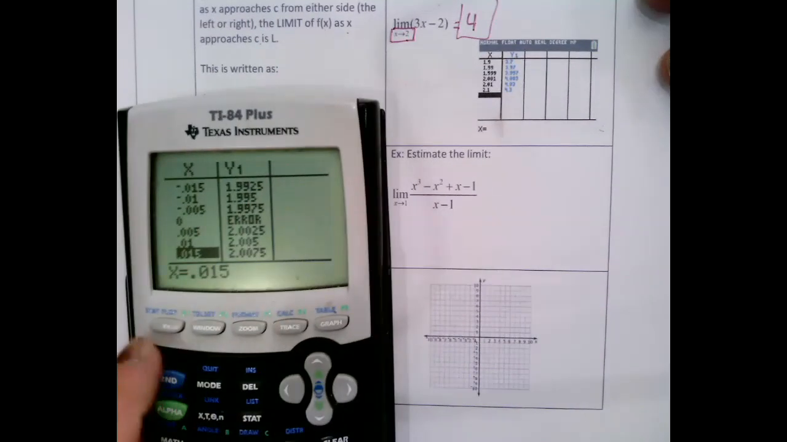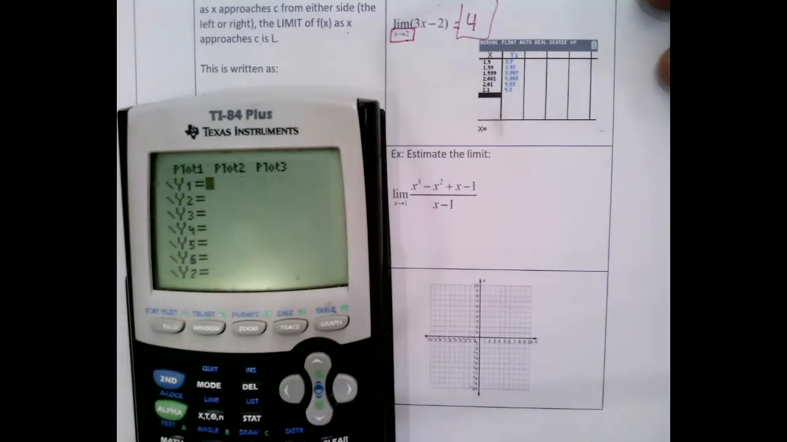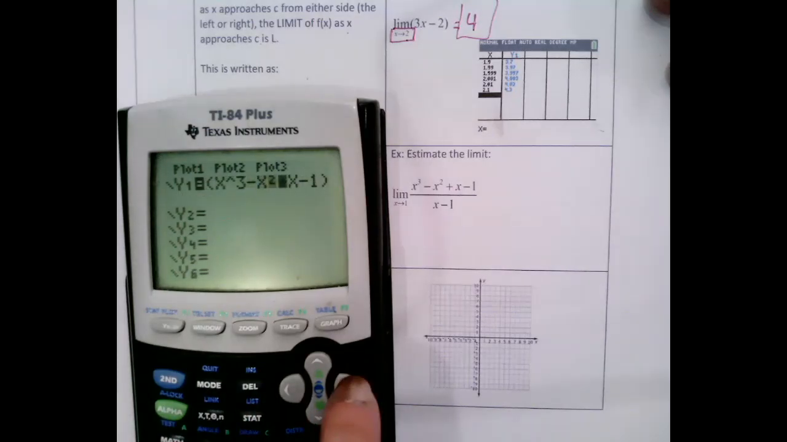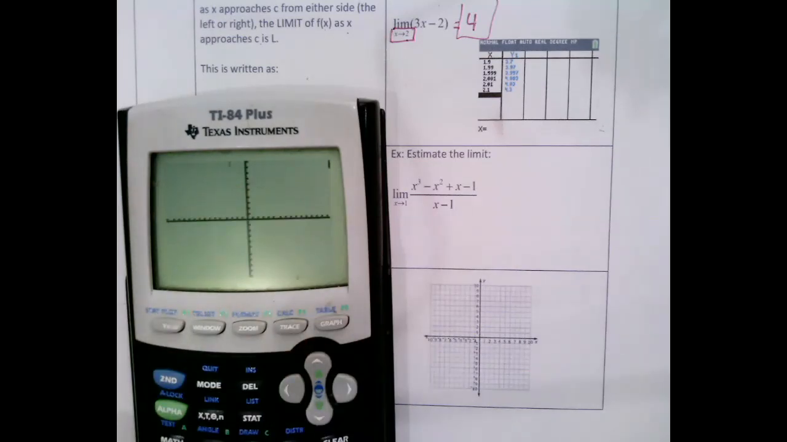Now let's take a look at this next one. This one is going to be x to the third minus x squared plus x minus 1. I probably need parentheses around all of that. Oops, not brackets, parentheses. So I'm going to go back to the beginning and insert a parenthesis there. Then I'm just going to do divided by parentheses x minus 1, because I want to divide by that whole thing. Let's take a look at what this graph looks like.